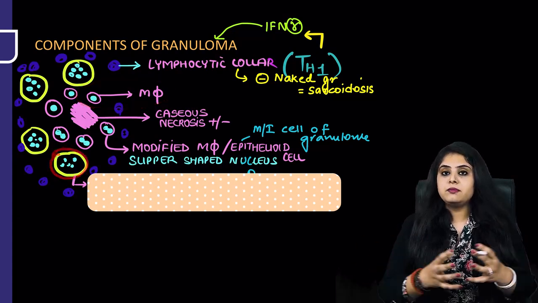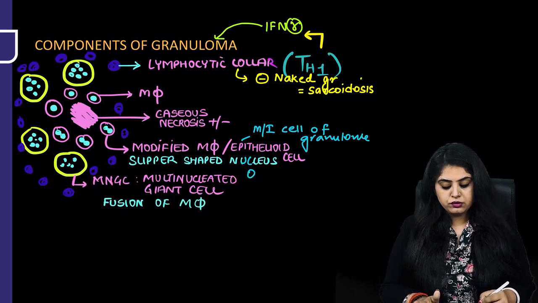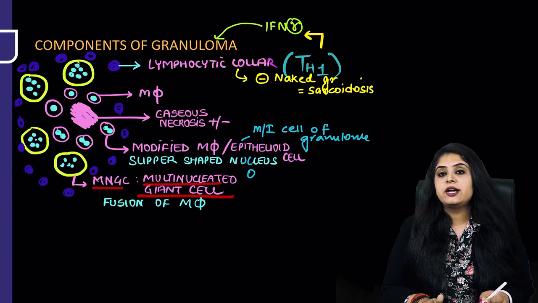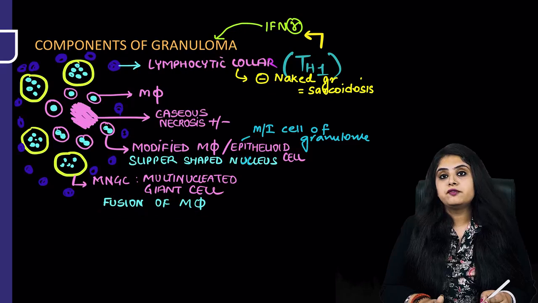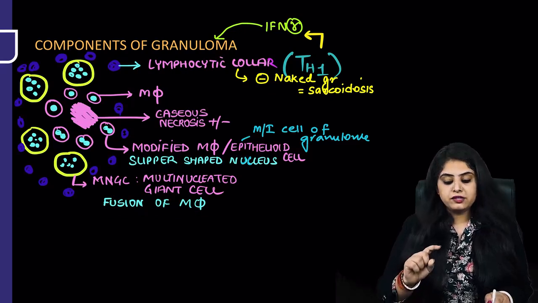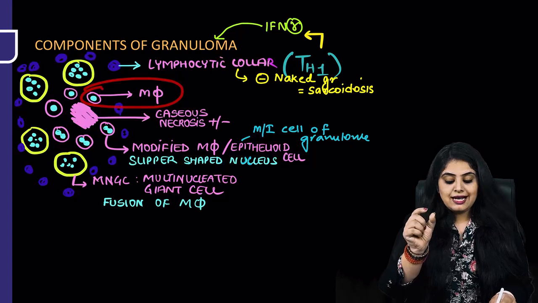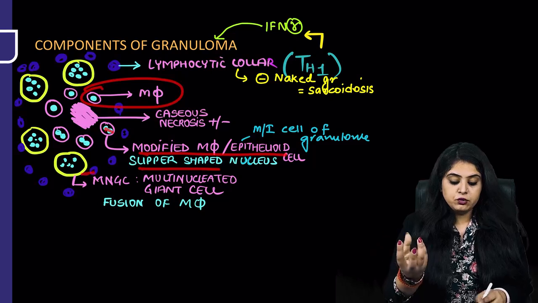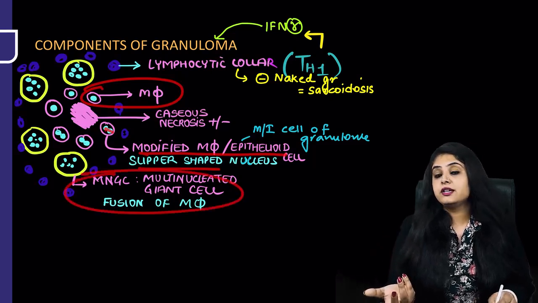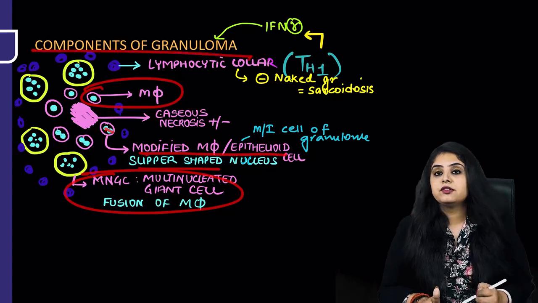Can you see 10-20 macrophages I have fused together? What are those? Known as multinucleated giant cells. What are multinucleated giant cells? They are said to be the fusion of the macrophages. So everything is macrophage. Simple cell is macrophage. I stretch it into a slipper, it is a modified macrophage or an epithelioid cell. I fuse all of them together, they become multinucleated giant cells. These are the components of a granuloma.